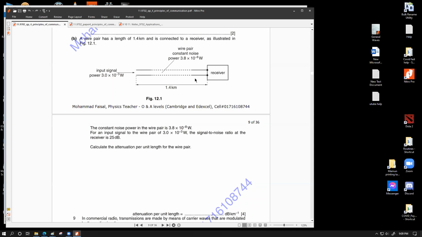I forgot how to do this math, wait, there is a catch in this math. Here you can see, because this is a wire pair, there are two wires over here, so there is a thing about making this 1.4 kilometer into 2.8 kilometer, but there is a certain place where you have to do this. I'm trying to remember. Either we have to make this double or that double, I forgot which one. The constant noise power, let me read it. The constant noise power in the wire pair is, for input signal to the wire pair, that signal to noise ratio at the receiver is 25 decibel.